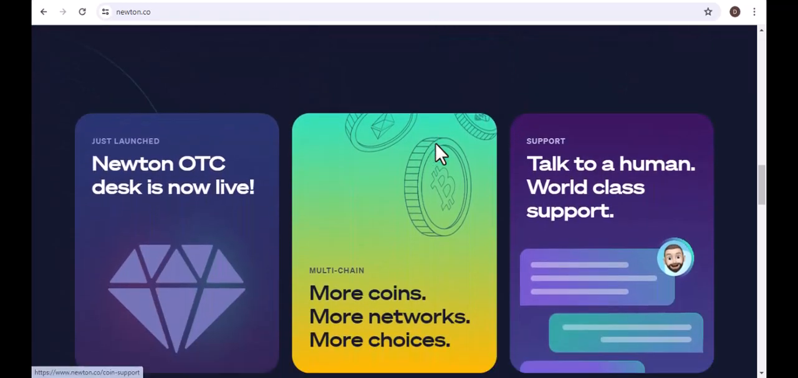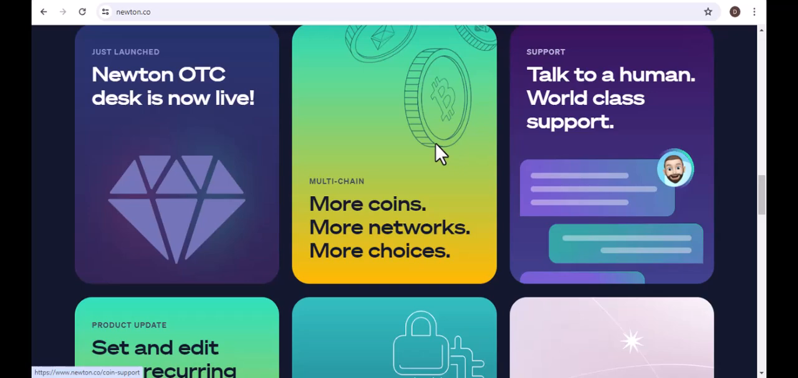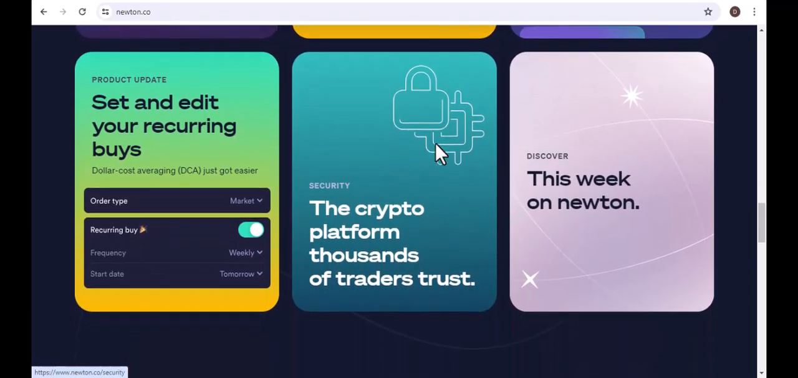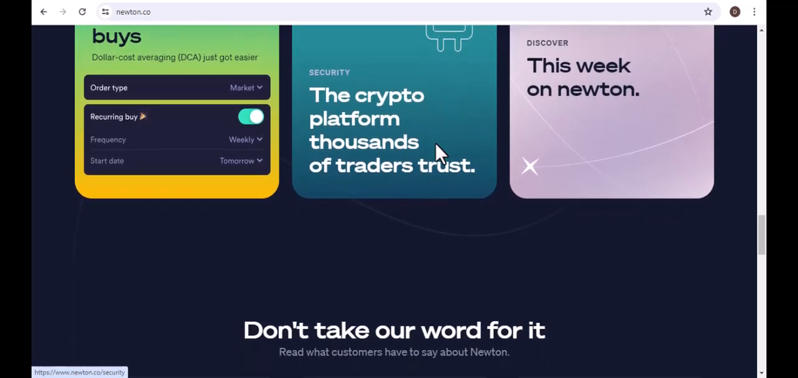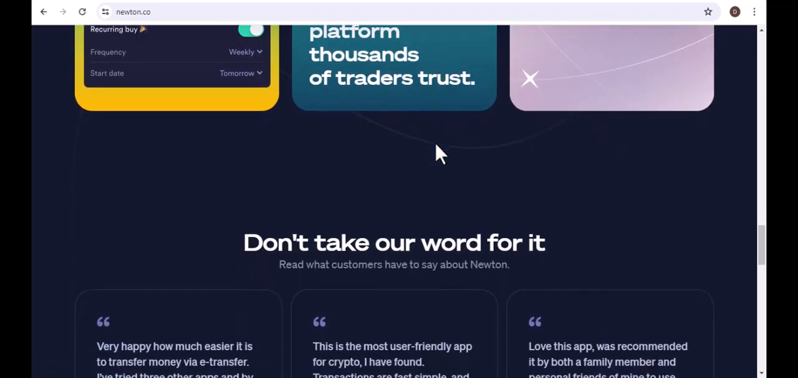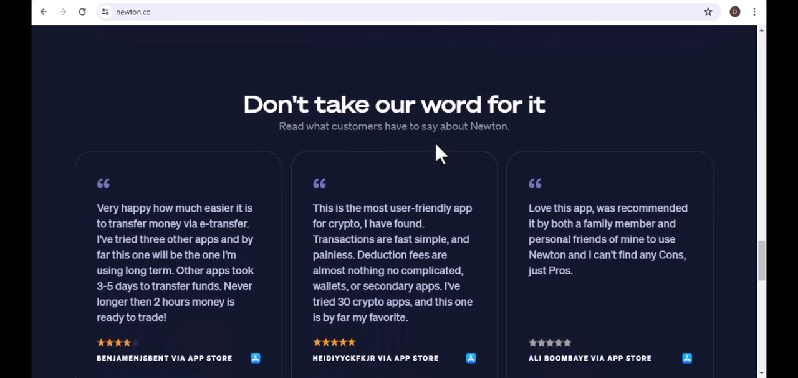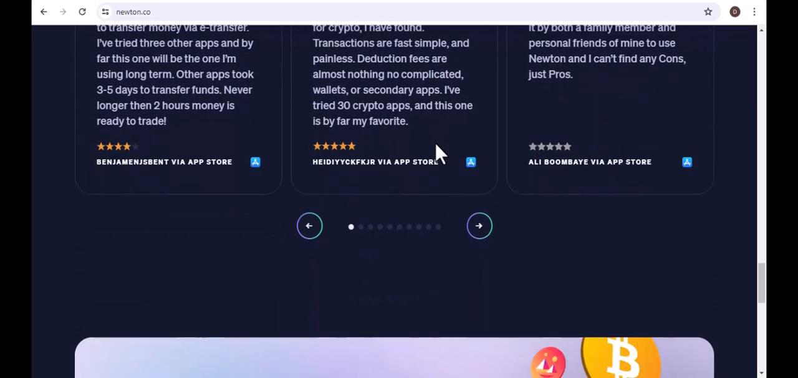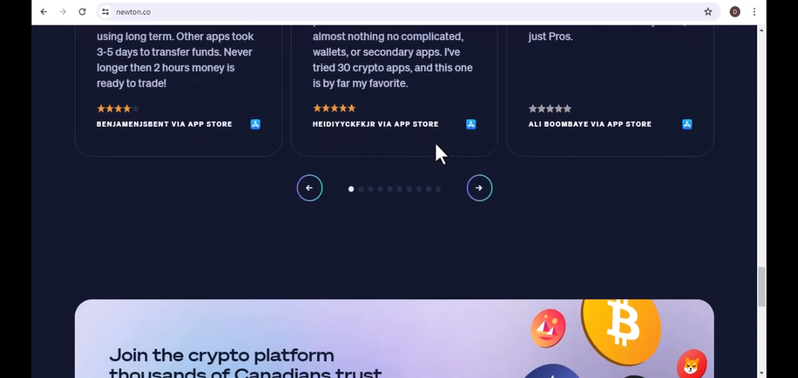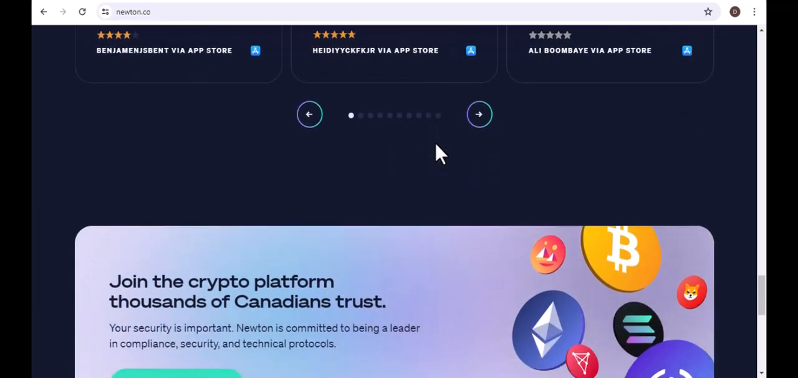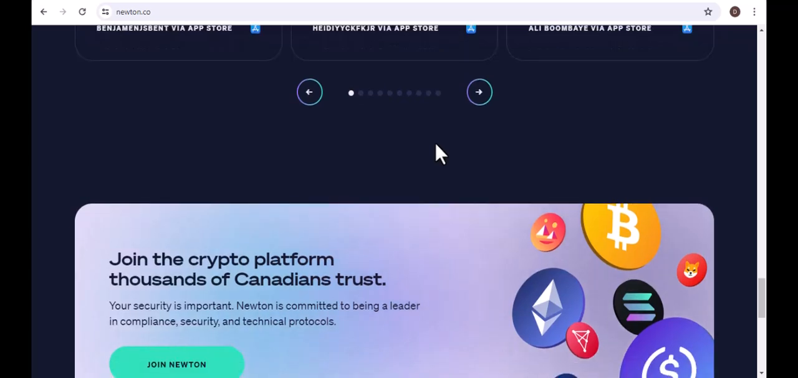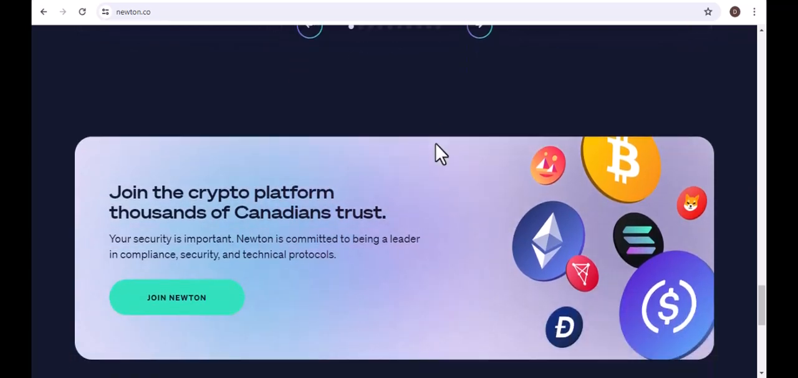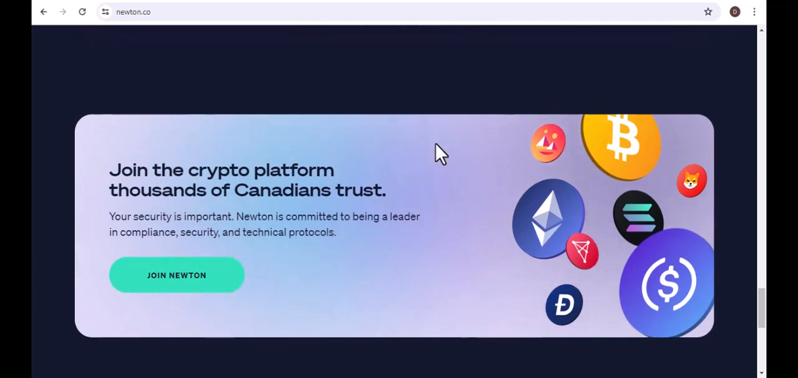Now, you might be wondering why Newton doesn't currently offer direct crypto swaps. There could be several reasons for this. Regulatory landscape. The regulatory environment for cryptocurrency exchanges in Canada is evolving. Offering direct crypto-to-crypto trading might involve different or more complex regulatory requirements that Newton is currently navigating. Focusing on fiat-to-crypto pairs might align with their current regulatory strategy.